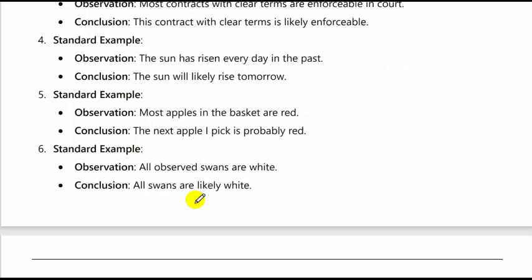Let's look at few standard examples. The sun has risen every day in the past. The sun will likely rise tomorrow also. That's the conclusion. Standard example for observation. We see most apples in the basket are red. The next apple I pick is probably red. All observed swans are white. All swans are likely white.